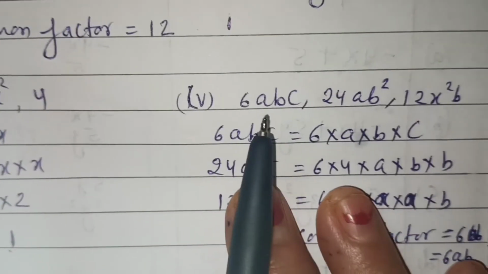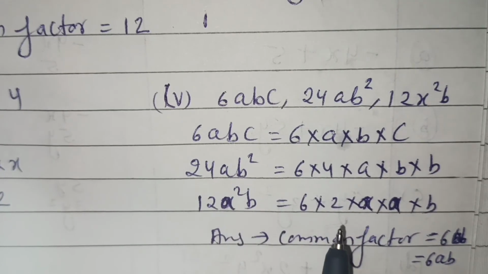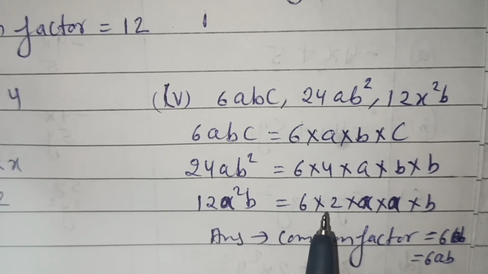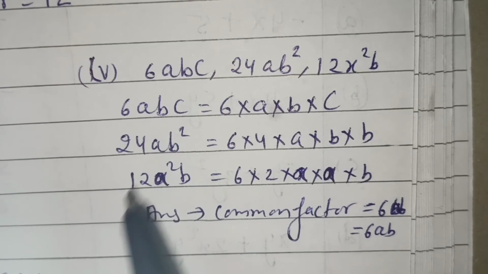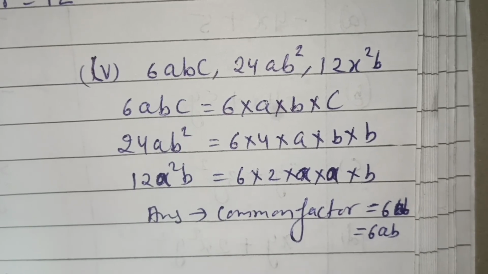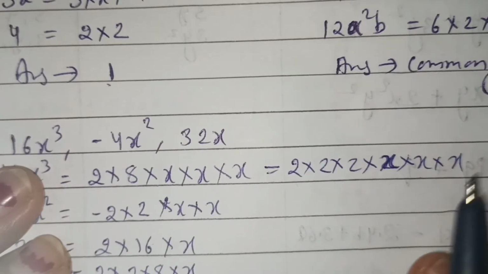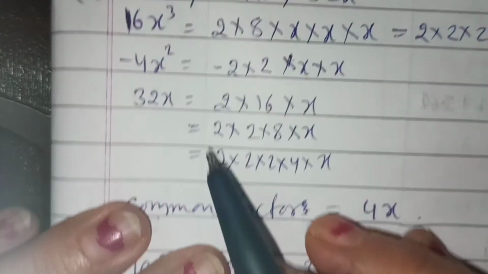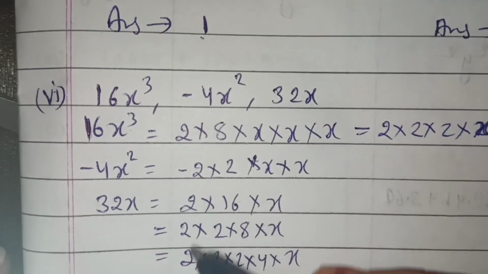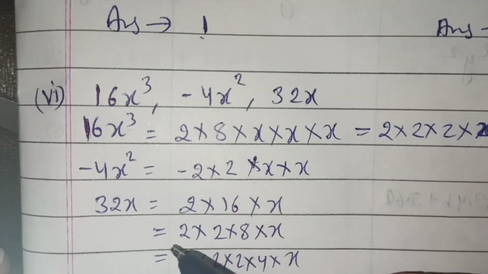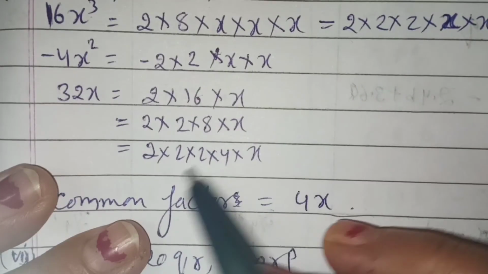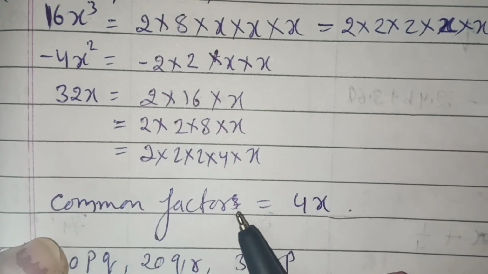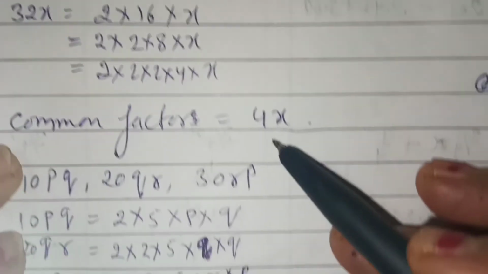Here see, factorize it. For all three terms, the factors are this, and we see here 6ab is a common factor. Here again we will take these 3 terms and factorize them. At last we find the common factor is 4x.